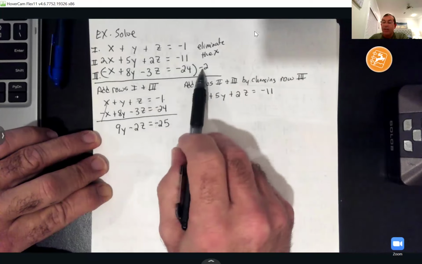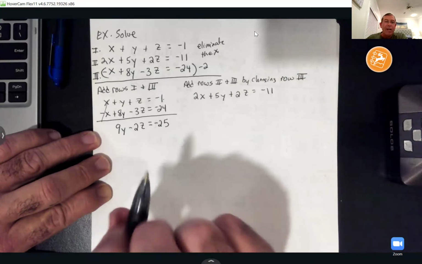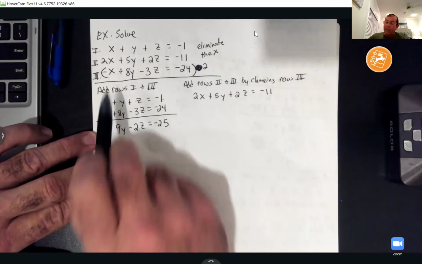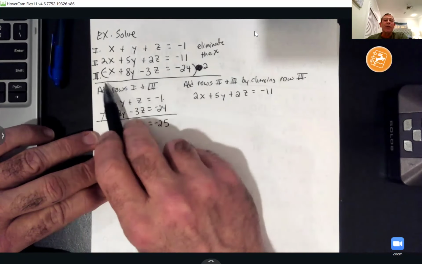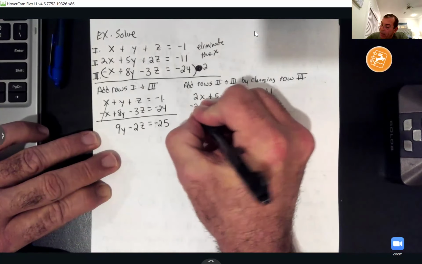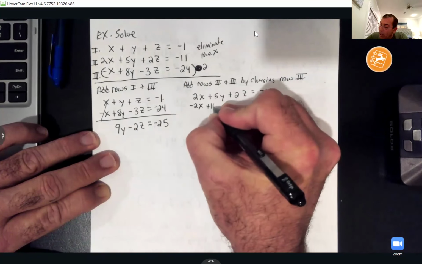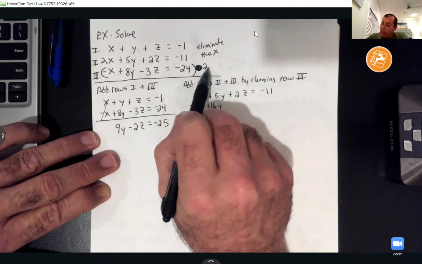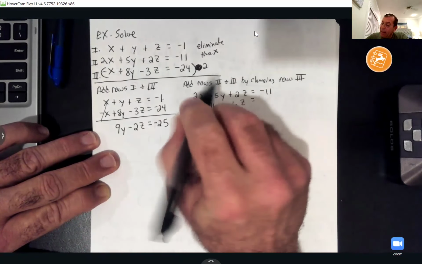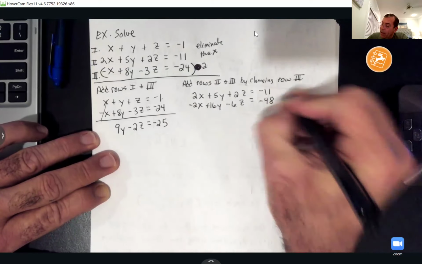Now let's multiply the third row by that -2. Whoops, not by -2, y'all, by +2, right? Because I've already got the negative there. So we're only multiplying this row by a 2. 2 times -1 gave me -2x. 2 times 8 gives me 16y. 2 times -3 gave me -6z. And then 2 times -24 is a -48.